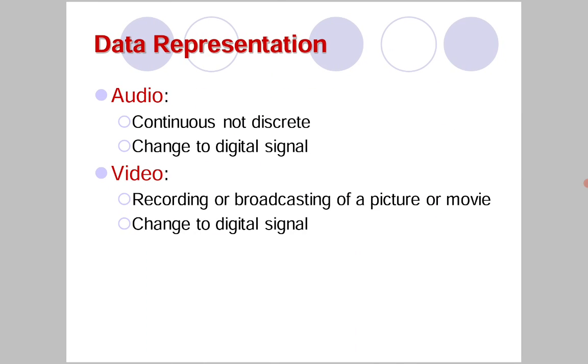So fourth and fifth types of data representations are audio and video files. Audio and video files are generally used to transmit over a network or a communication process. These audio and video files are continuous, not discrete, and they may be changed internally from digital to analog and analog to digital. Similarly, video recording or broadcasting of a picture or movie is changed to digital signals. Here we use some digital form of data or information.